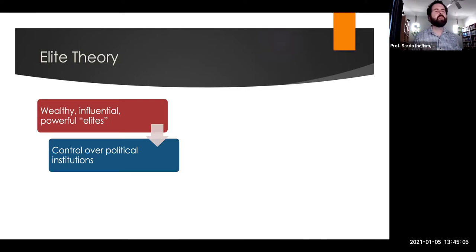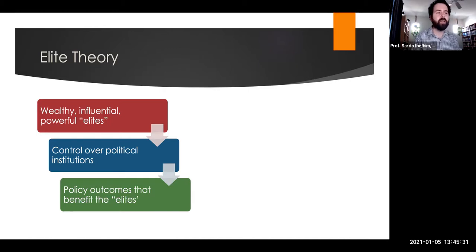And this isn't a conspiracy theory. This isn't that they've all gotten together in some back room secret cabal to make decisions, but it's simply that the more money you have, the better educated you are, the better connected you are, the more access you have to decision-making institutions. If you can afford to pay for a $10,000 plate fundraiser, you're going to have more access to a politician than if you can't afford to do that. And therefore, the idea behind elite theory is that policy outcomes are going to benefit these elites and then reinforce this cycle. They'll have more power and more influence.